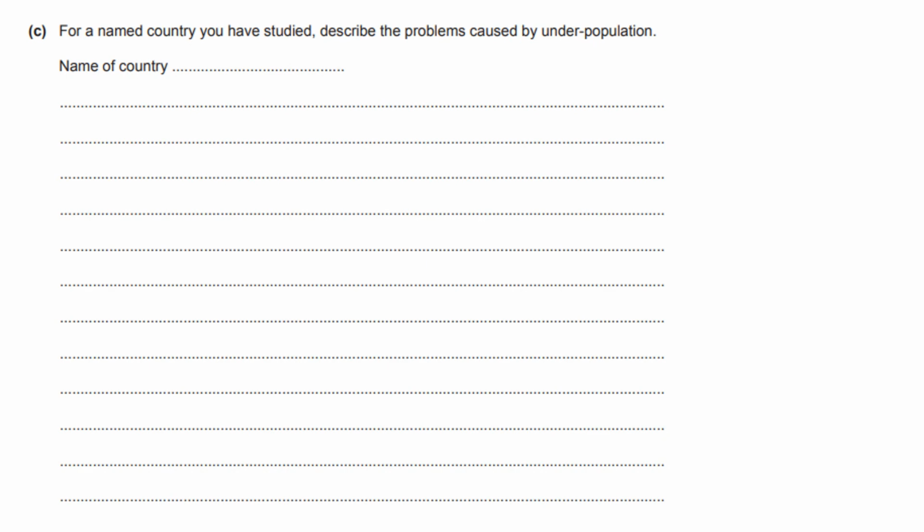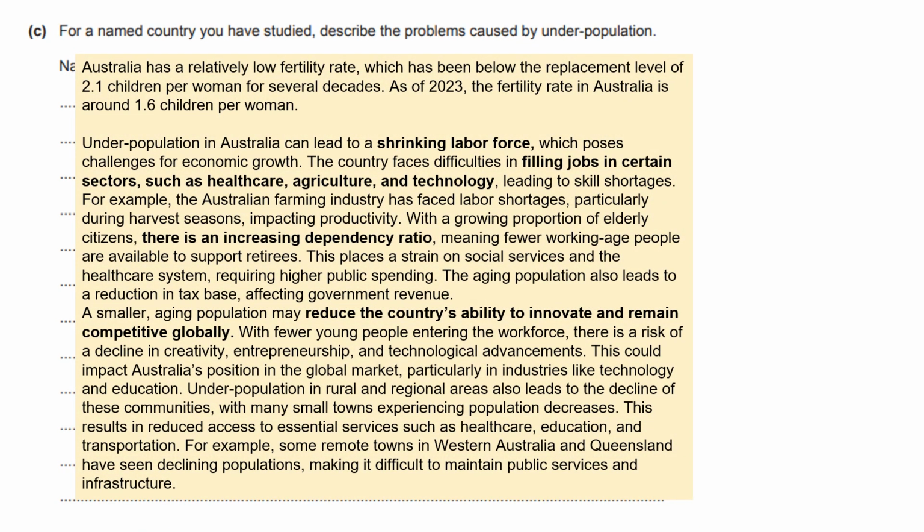Now, for a named area you have studied, you should describe the problems caused by underpopulation. So in this case, we use Australia, and there are a lot of problems caused by underpopulation. First, you should always try to give background information about the area you're talking about. So here we know that Australia has a fertility rate of around 1.6 children per woman, and that has led to a shrinking workforce, difficulty filling jobs, healthcare, and the rest. You can actually pause and read through it and see some of these impacts of having underpopulation.